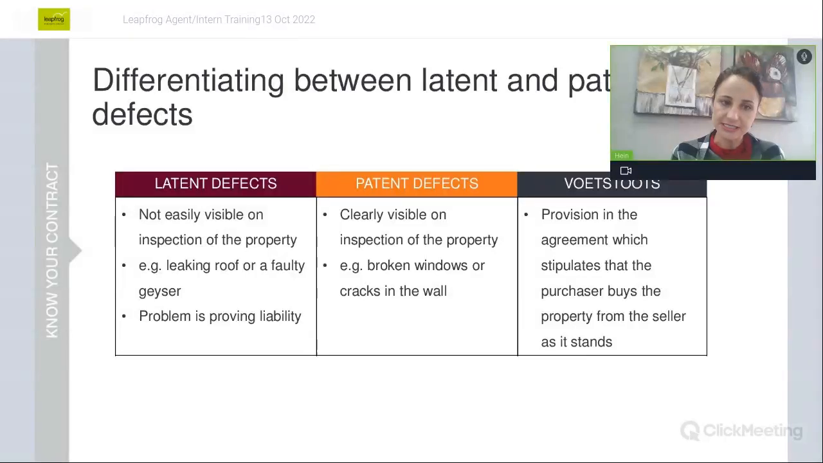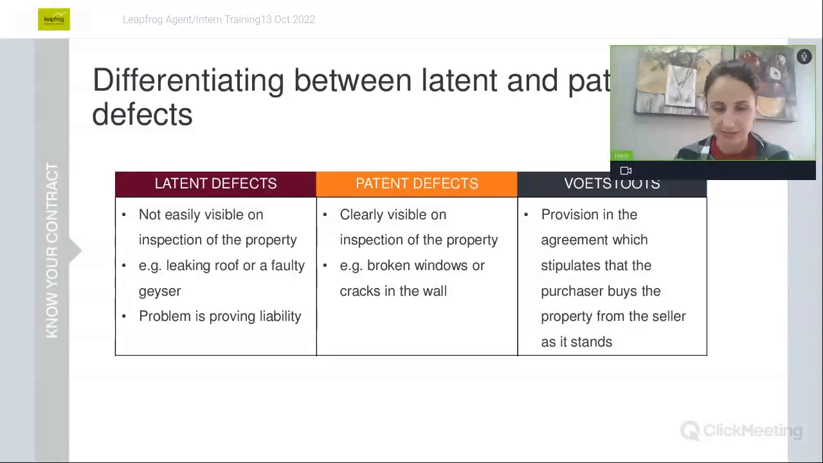So that's the difference. When it comes to the Voetstoots clause, it protects your seller against liability in both aspects, but there's an exception. Patent defects are 100% secure. If a seller says, look, I'm selling this property as it is with all issues, you can see the window is broken, you can see there's water damage, I don't have building plans, you're buying it as is, then that's it. The buck stops there. The seller cannot be held liable for any of those patent issues.